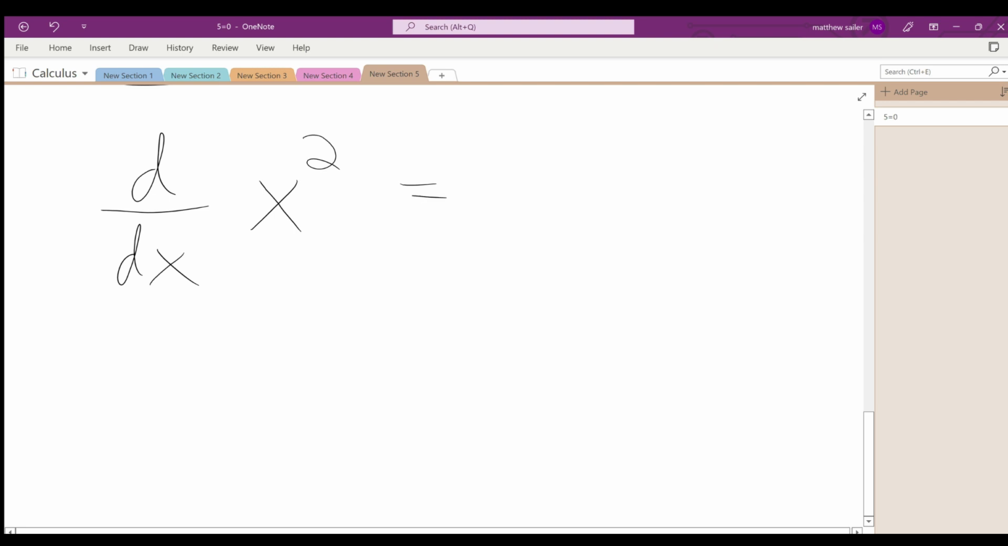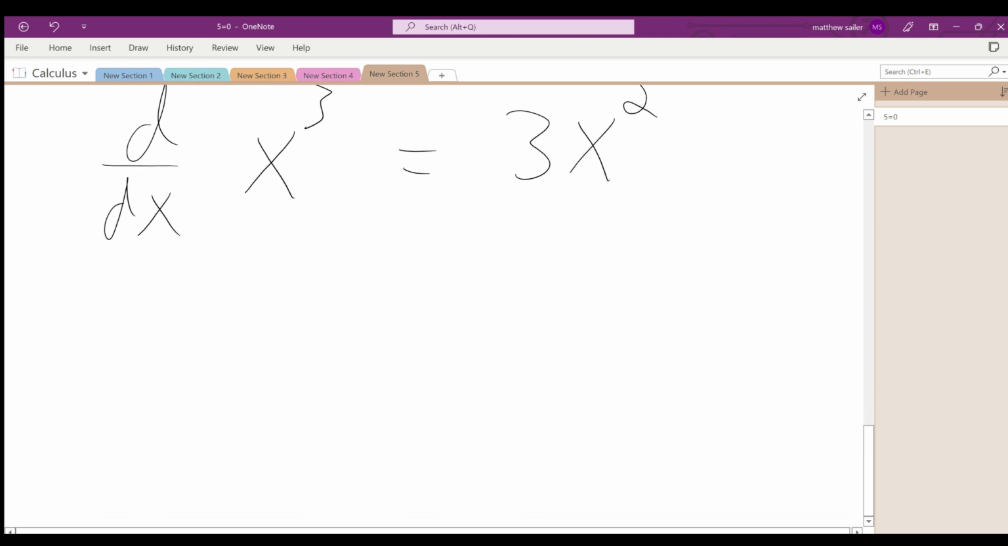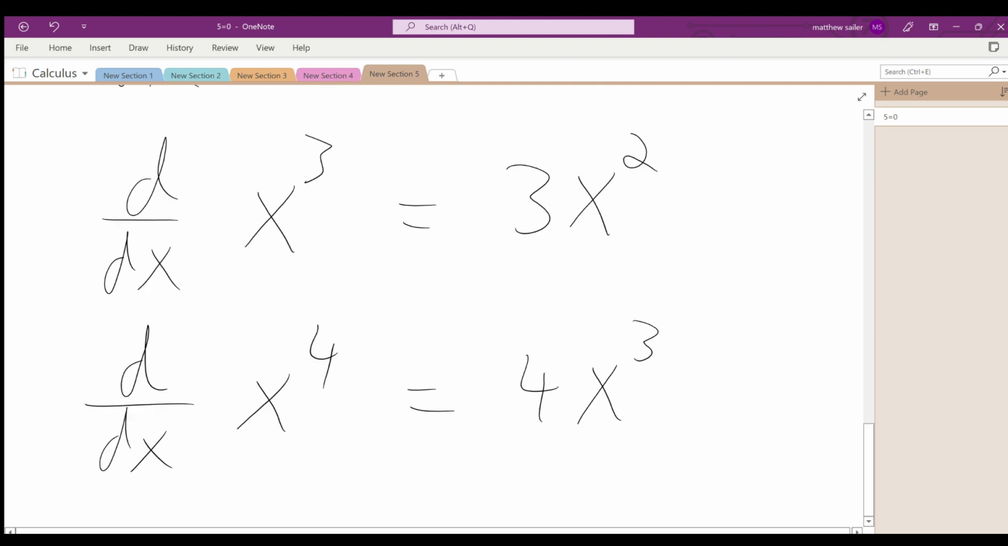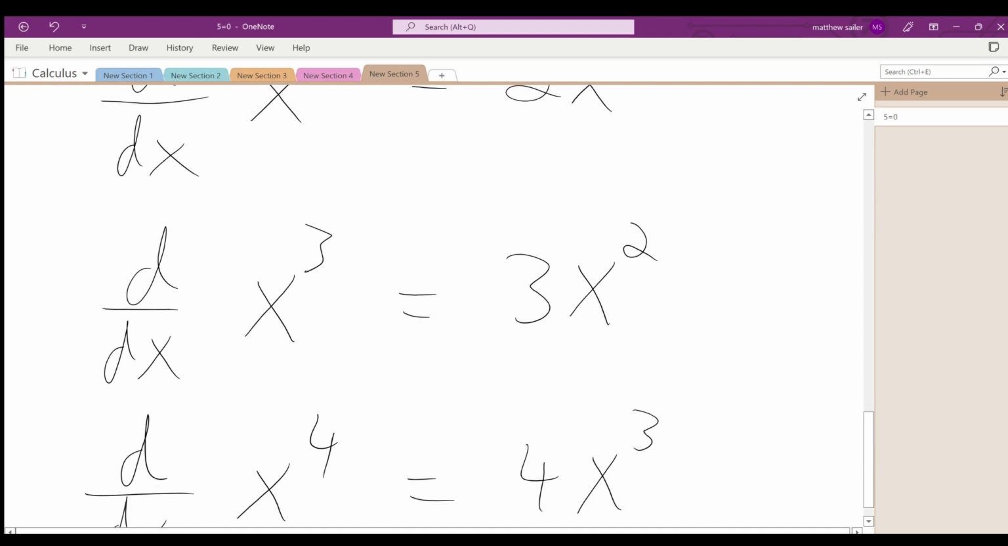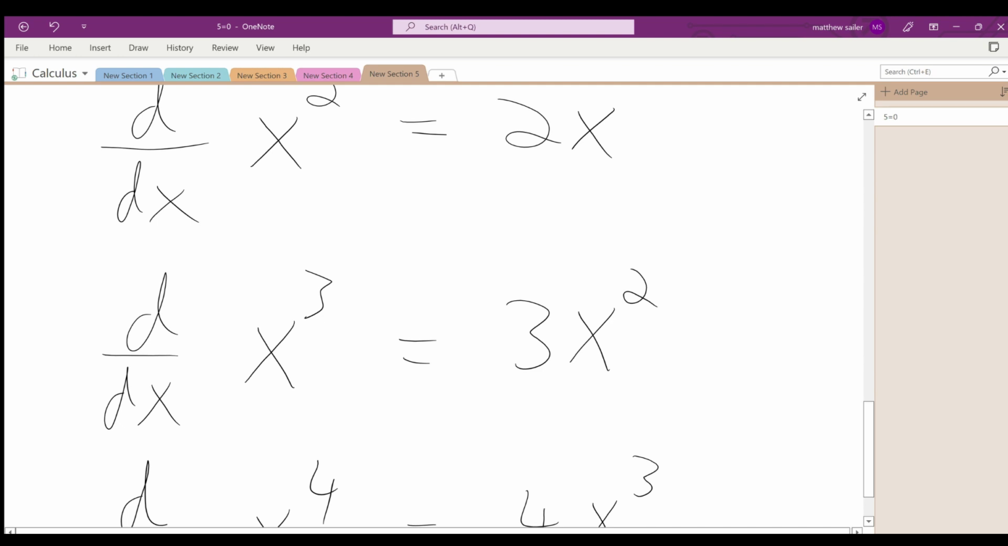The derivative of x squared is just 2x. The derivative of x cubed is 3 times x squared. The derivative of x to the 4th is 4x cubed. Now by now, I'm hoping you'll see at least some sort of pattern here. If it's not obvious at first, you can at least see that as the power increases, the number out front is also increasing.